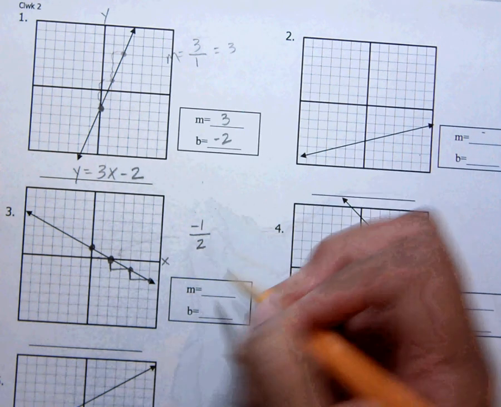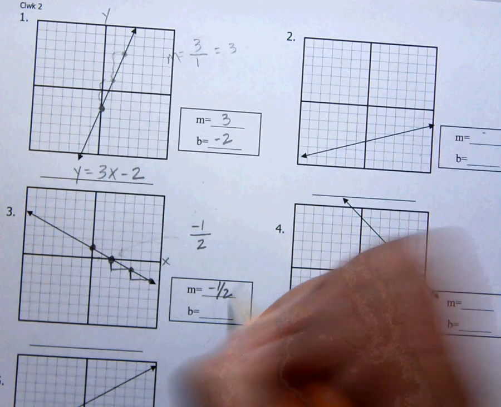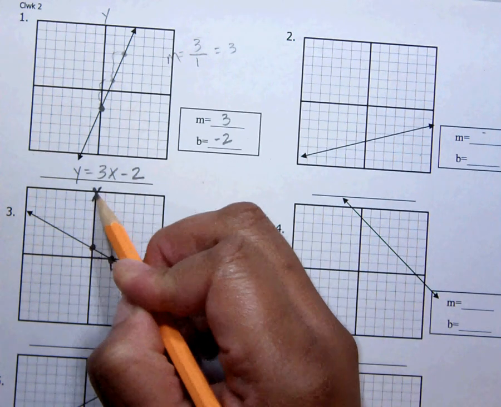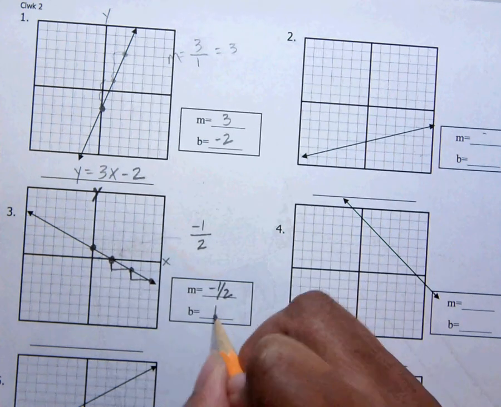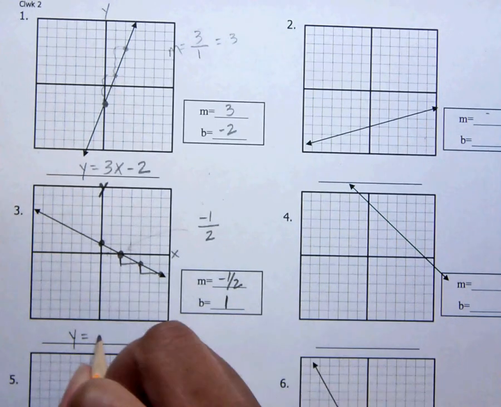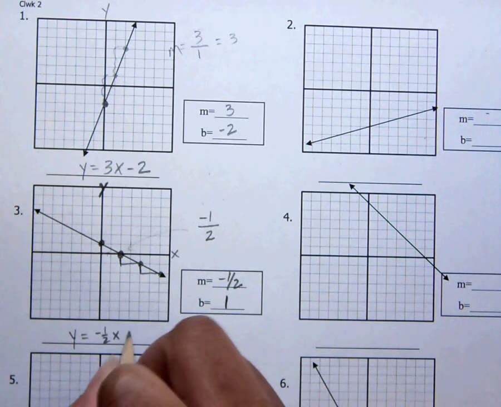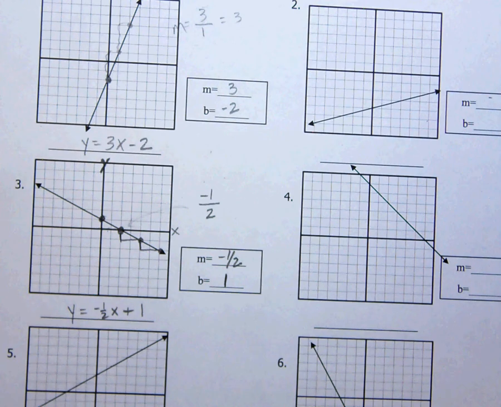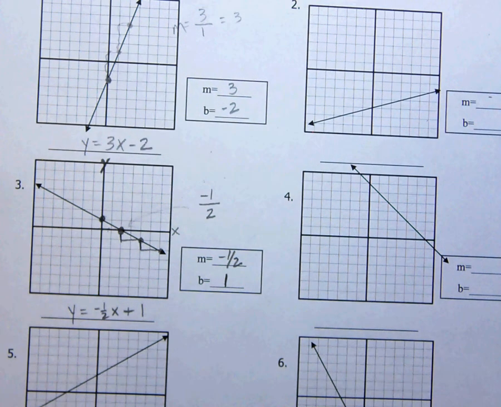So the slope is negative 1/2. The y-intercept is where it crosses the y-axis. And that is at positive 1. So now when we write the equation, it is y equals negative 1/2 x plus 1. Ta-da! And you're complete. So get this finished in class so that you can have a really good grade for today.